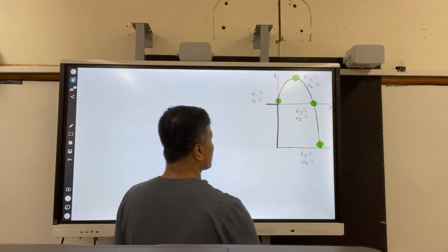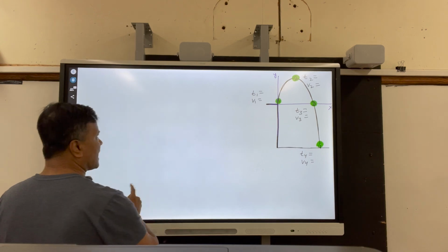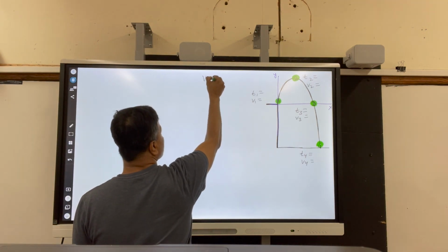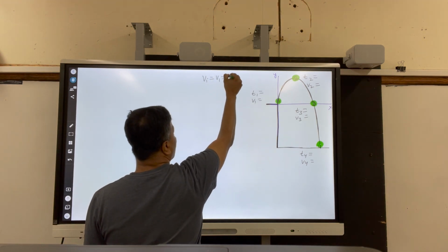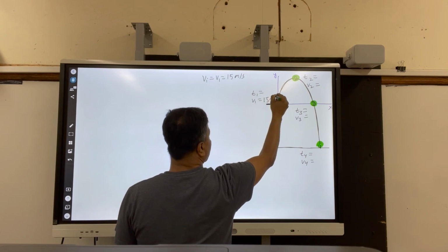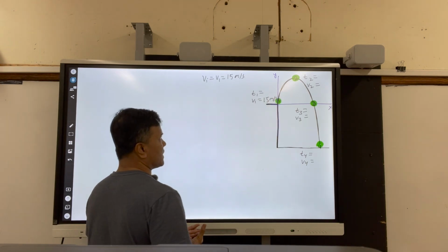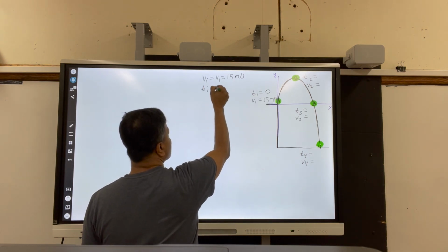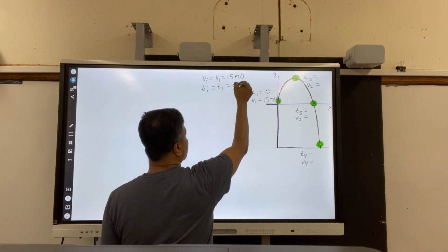Now, let's find a few things that we can get for free. I gave you the initial velocity. Let's call the initial velocity V1, and that is 15 meters per second. However, we're going to call T initial, which is T1, 0 seconds.